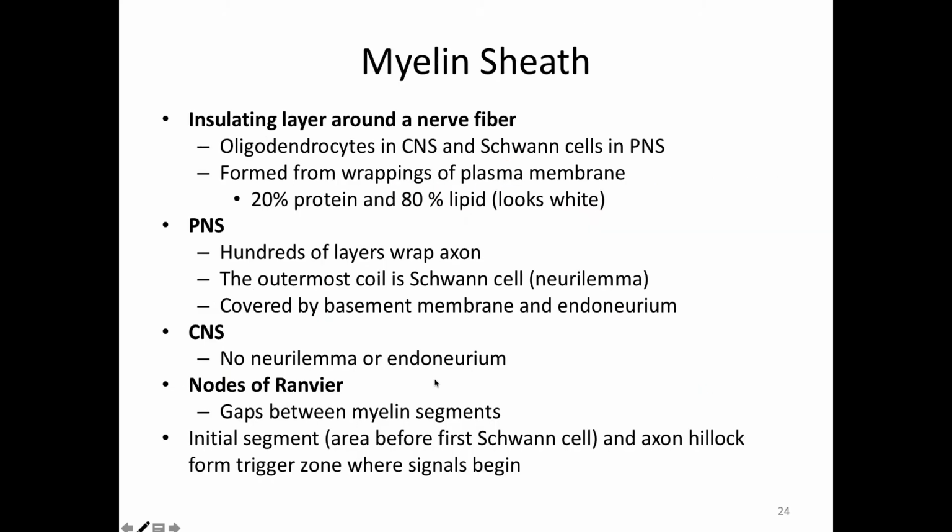So, myelin sheath. It's an insulating layer around a nerve fiber, and its primary function is to speed up excitation travel. So it speeds up the rate at which action potentials can bounce down the axon. So let's put this.